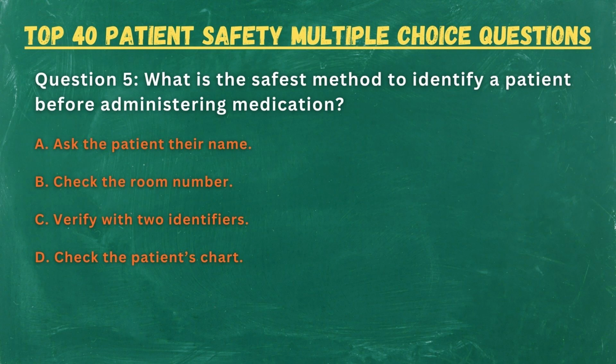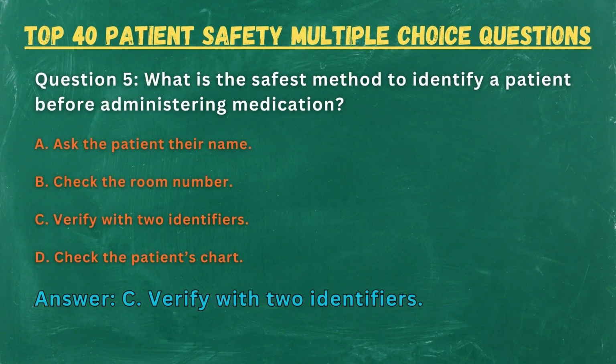Question 5. What is the safest method to identify a patient before administering medication? A. Ask the patient their name. B. Check the room number. C. Verify with 2 identifiers. D. Check the patient's chart. Answer: C. Verify with 2 identifiers.